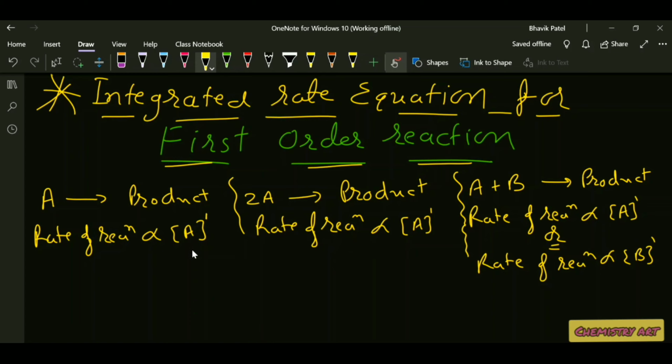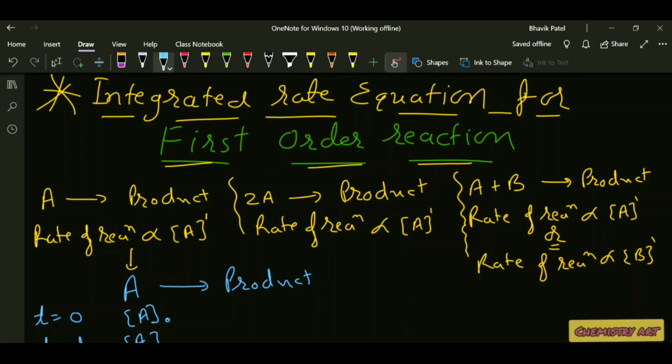Let me write one of these chemical reactions here. Suppose we take this chemical reaction in which A is converting into the product. Here the concentration of the reactant A at t equals 0 time, suppose we take as a naught, and at any time t, the concentration of A we can write as A.